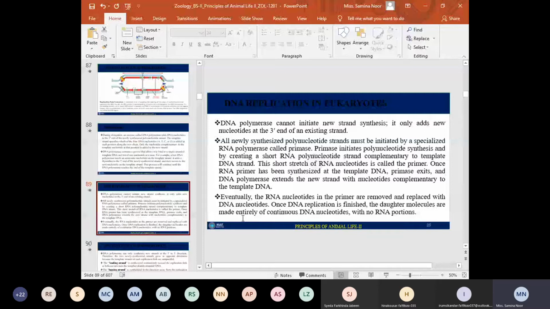So the primer is just to proceed the process of elongation during replication. So at the end of DNA replication, there is no RNA content or RNA primer in a mature DNA molecule, or in a complete DNA molecule.